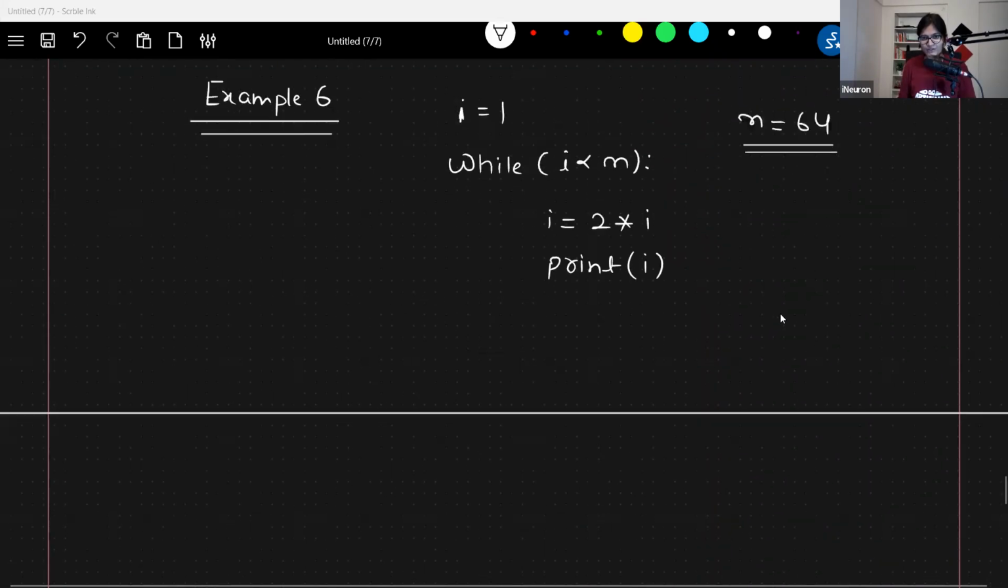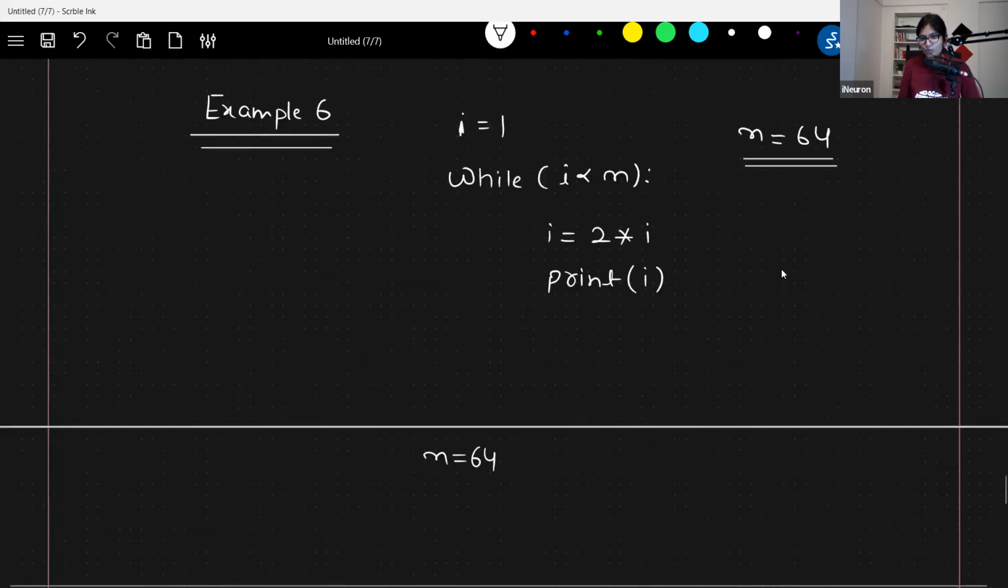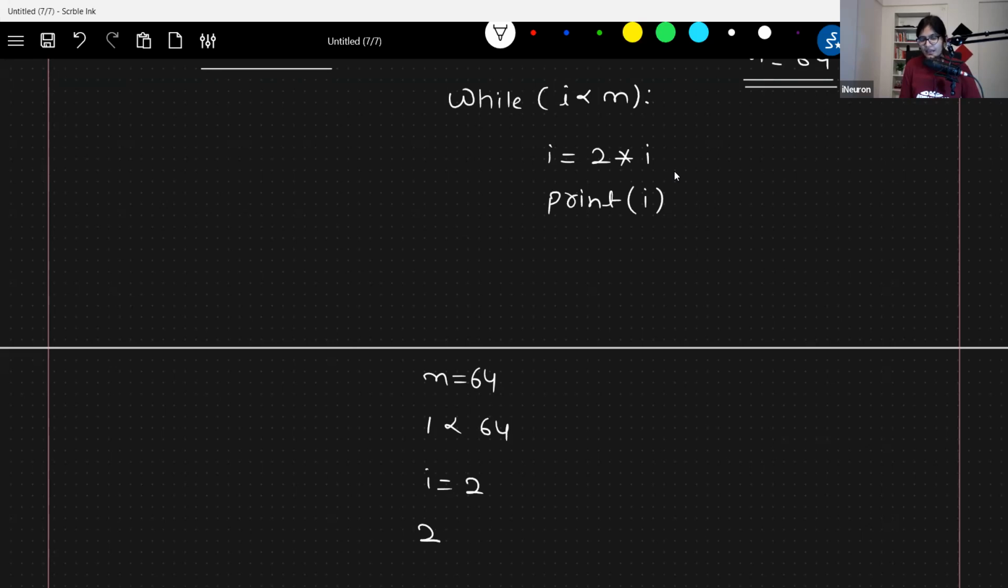So here, what we are trying to do is that the value of n is equal to 64. Right? Now, the value of i is equal to 1. So 1 is less than 64. So what will happen? The i value will become 2. Correct, everyone? Now, 2 will get printed. Again, 2 is less than 64. So here, the value of i will become 2 into 2, which is 4. So 4 will get printed. Again, 4 is less than 64. So the value of i is equal to 2 into 4, which is 8.